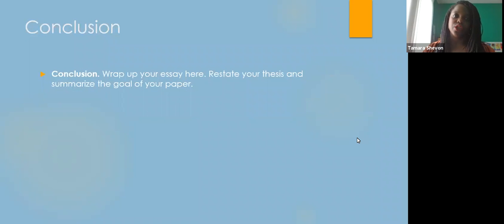Then you have your conclusion, so you wrap your essay up here, you restate your thesis, and you summarize the goal of your paper. So you basically go and talk about the introduction, everything that you talked about in the introduction, but now you're summarizing everything that we've learned throughout the course of the essay. You are talking about your thesis, you're restating it in different words, but essentially the same points, and then you're summarizing the goal of your paper, okay?